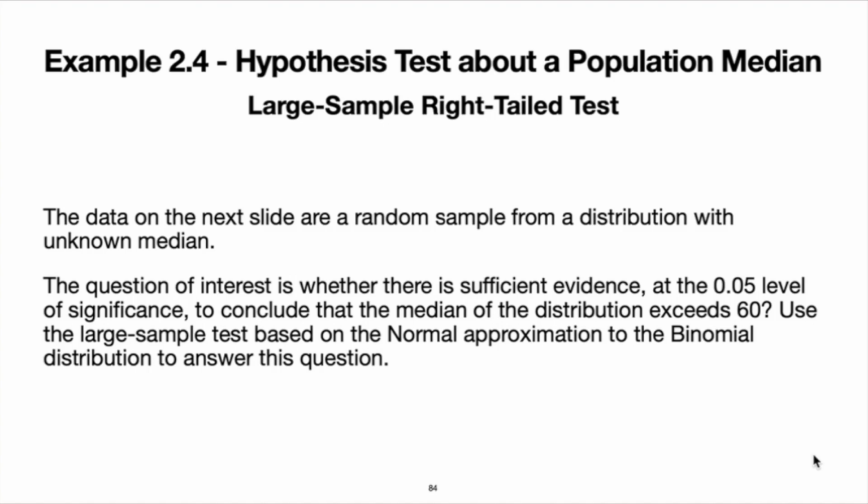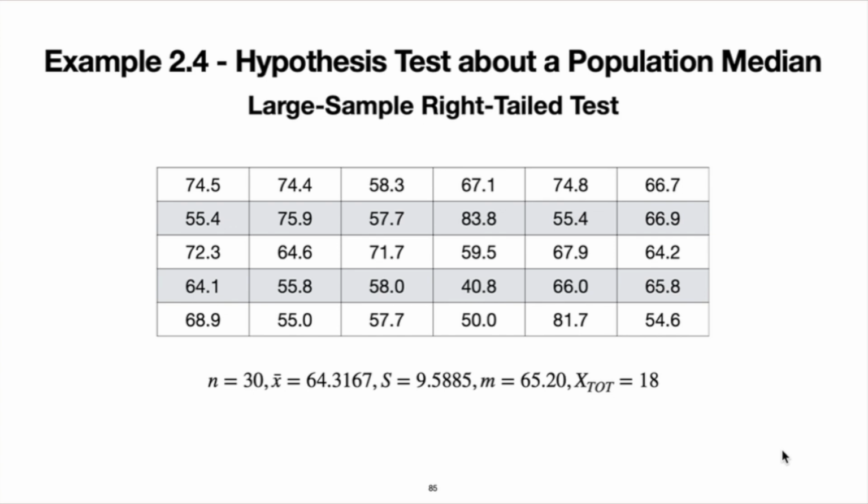Now we want to use the large sample test based on the normal approximation to the binomial distribution in answering this question. And so here are the data. We've got 30 observations. I've got some summary statistics calculated down below. The sample mean is 64.3167. The sample standard deviation is 9.5885. Now this notation here I'm using to represent the sample median. The median of the sample is 65.2, and then EXST, which again is counting the number of observations that are greater than the hypothesized value, which is 60, EXST is equal to 18.